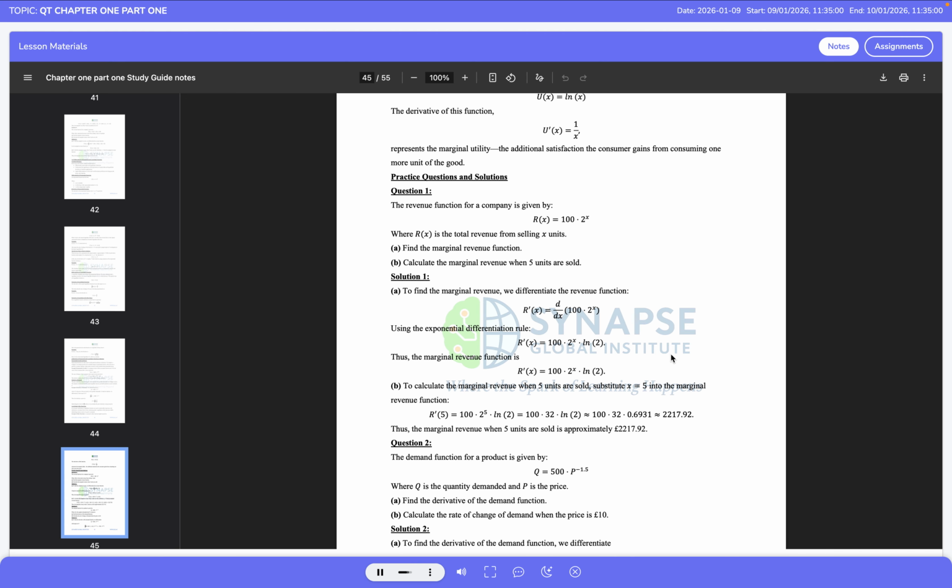We now work through the practice questions to consolidate these ideas. In the first question, the revenue function is given as 100 multiplied by 2 raised to the power x, where revenue represents total revenue from selling x units. To find the marginal revenue, we differentiate this function. Using the exponential differentiation rule, the derivative is 100 multiplied by 2 raised to the power x, multiplied by the natural logarithm of 2. This is the marginal revenue function.